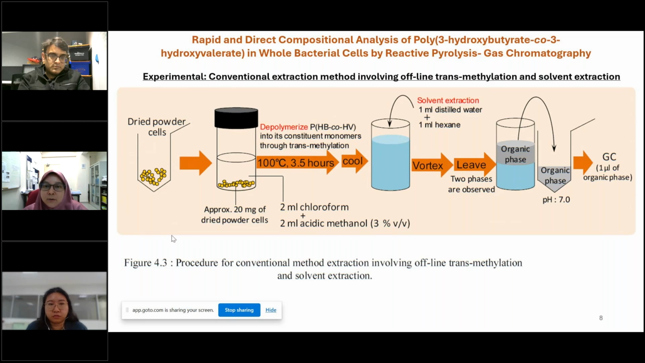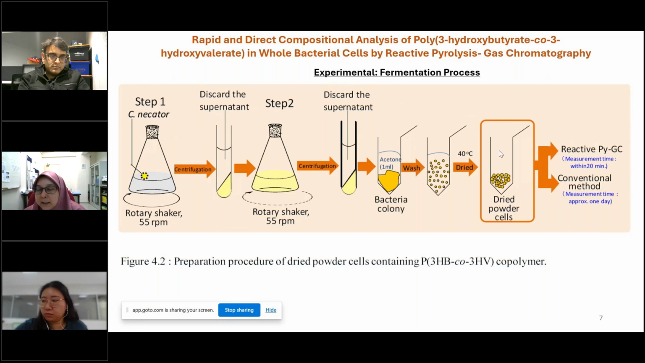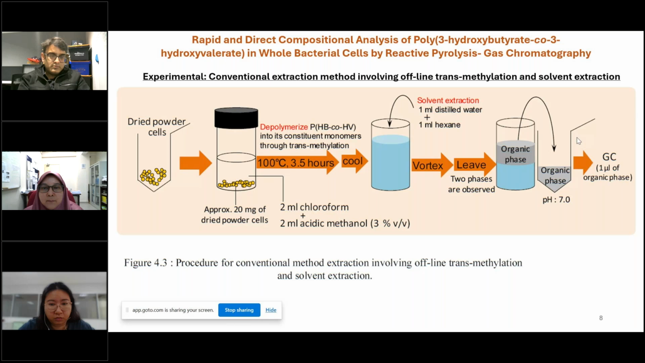Overall, it will take approximately one day for the completion of the sample pretreatment. In contrast, if we are using the reactive pyrolysis GC, it will take less than 20 minutes without any sample extraction. So this step can be excluded if we use the reactive pyrolysis gas chromatography method.